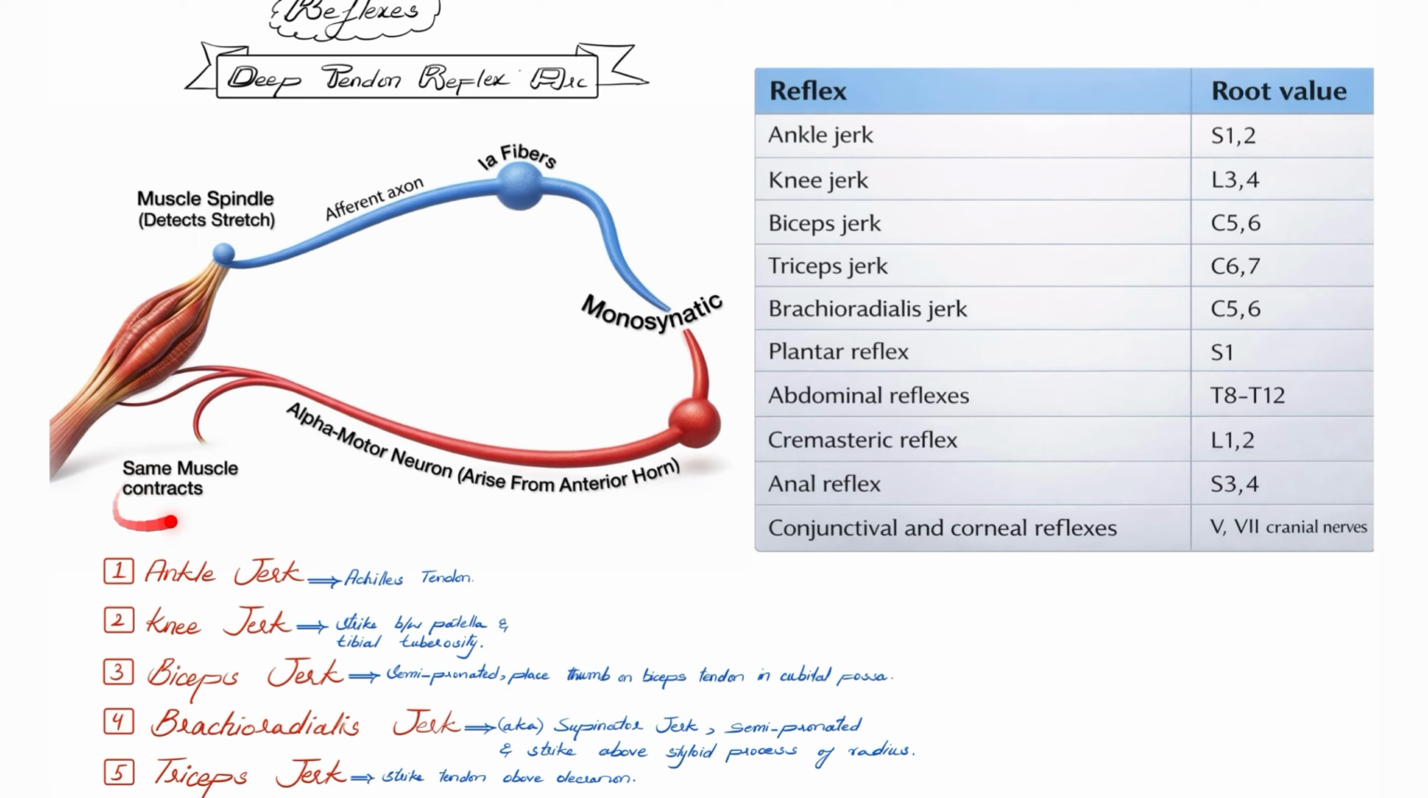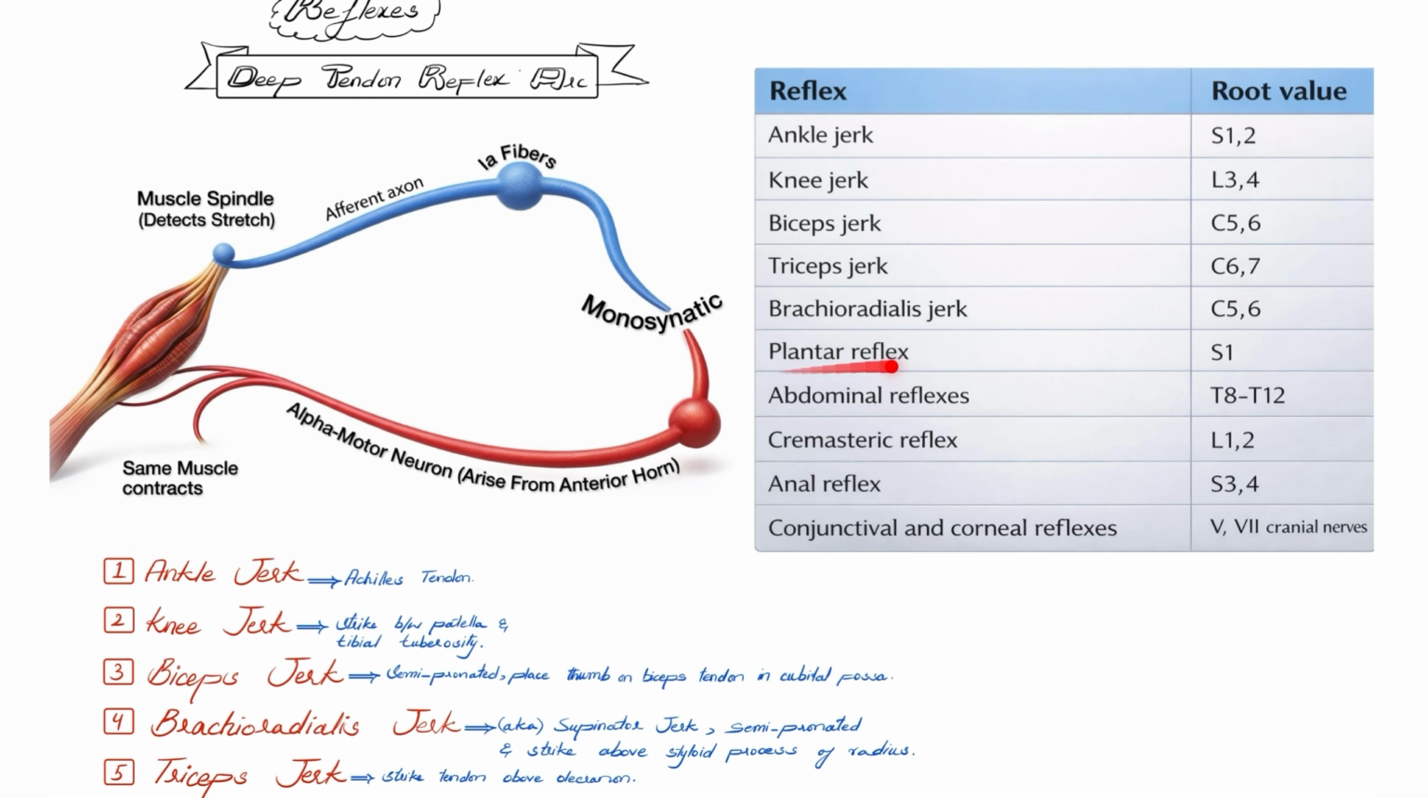As you see, here is each reflex with its root value. For ankle jerk, the root value is S1 and S2. For knee jerk, the root value is L3 and L4. For biceps, the root value is C5 and C6. For the triceps jerk, the root value is C6 and C7. For the brachioradialis jerk, the root value is C5 and C6.